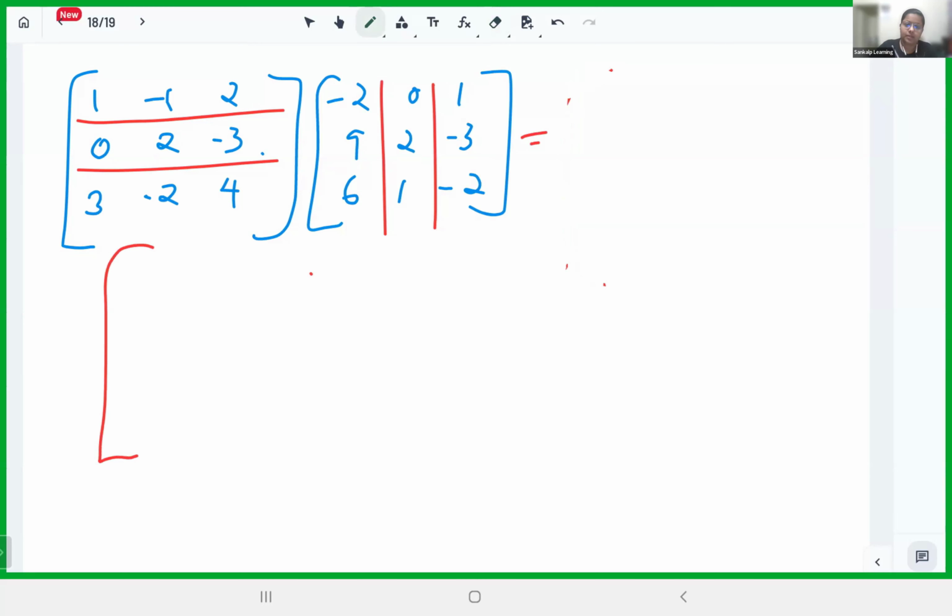So we can do the matrix multiplication. First row into first column will give you the first element. So 1 into minus 2 is minus 2. Minus 1 into 9 is minus 9. Plus 2 into 6 is 12, right?